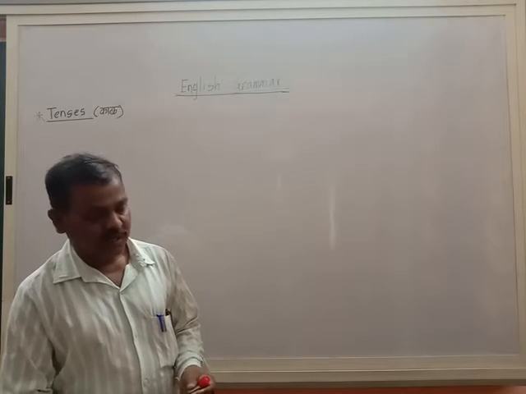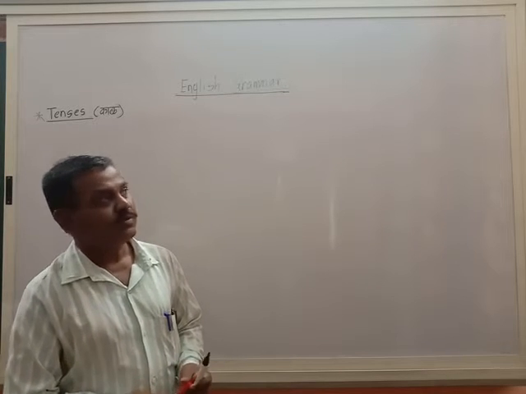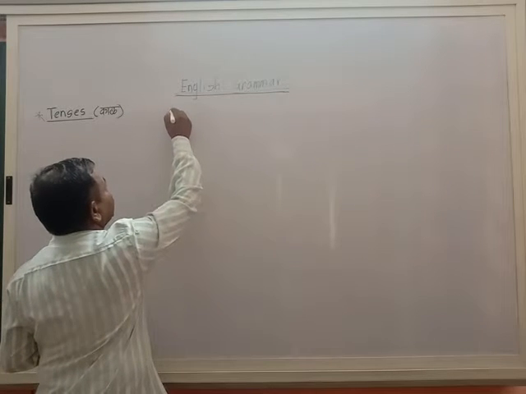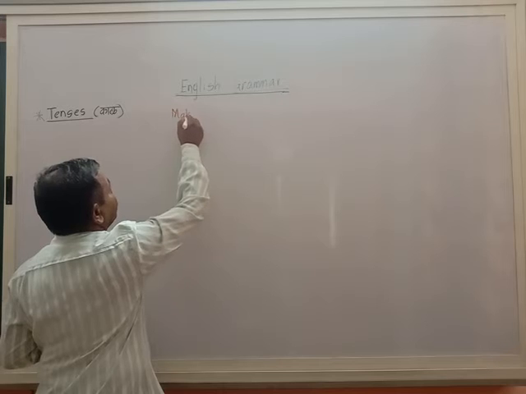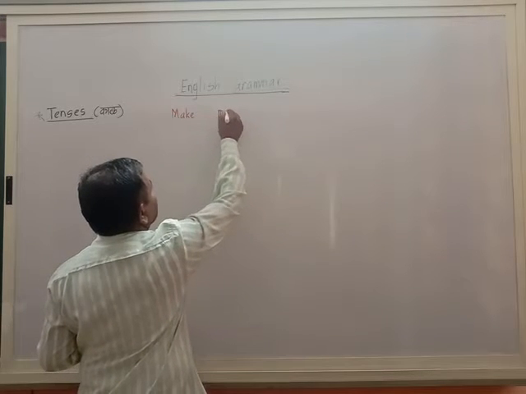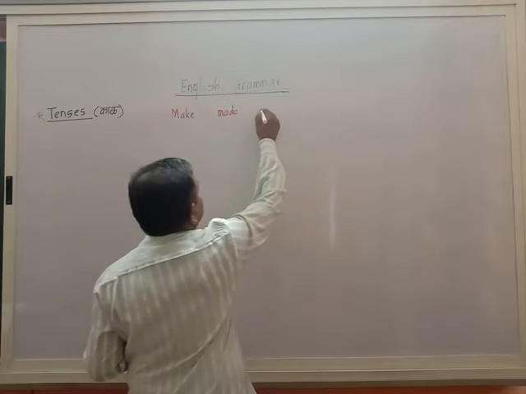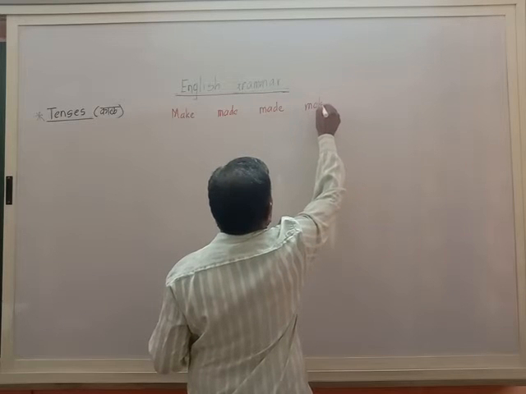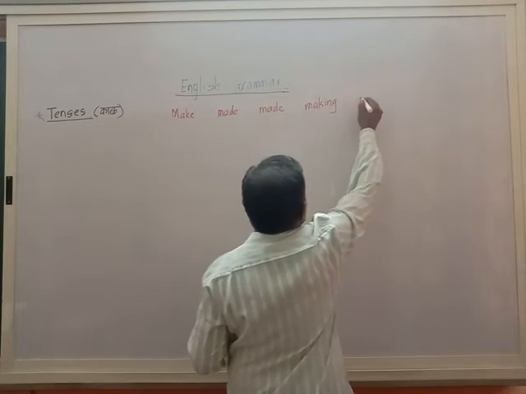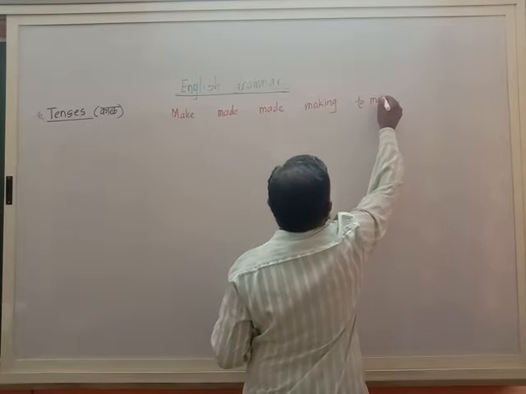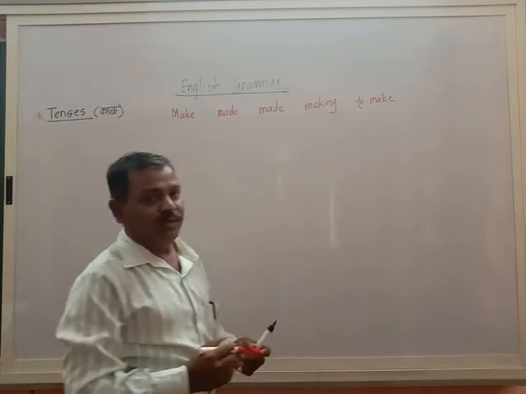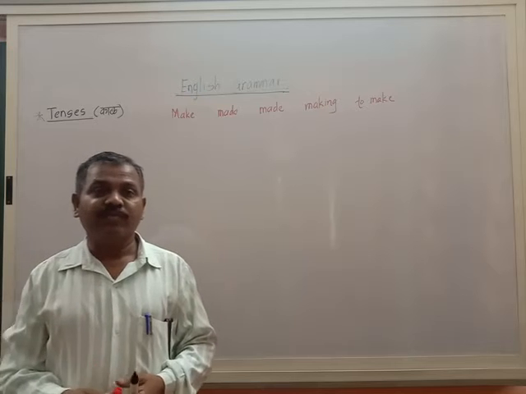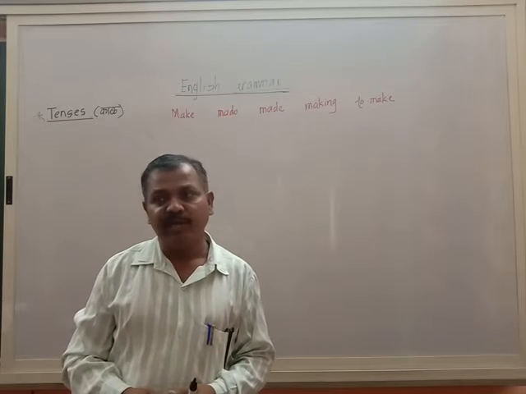Here we need the different forms of the verb. We need the different forms of the verb to write a sentence. For example, if we take here the verb make, this is the present, made, past tense, made, past participle, making, present participle, and to make, infinitive. In this way we have to make one chart to learn the verbs with their different 5 forms. Every main verb has 5 forms.